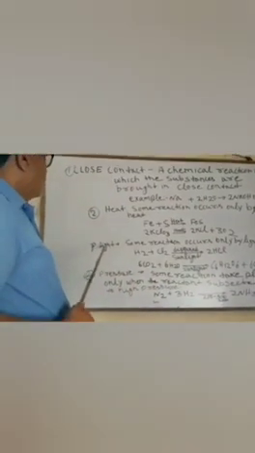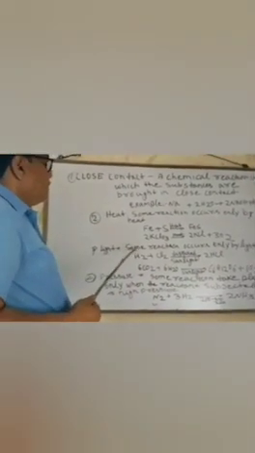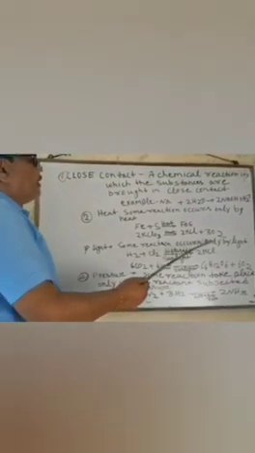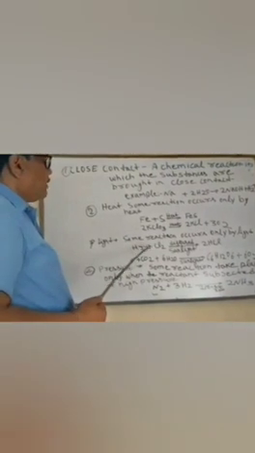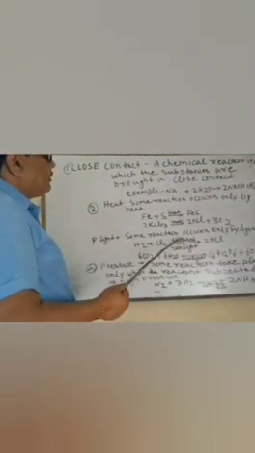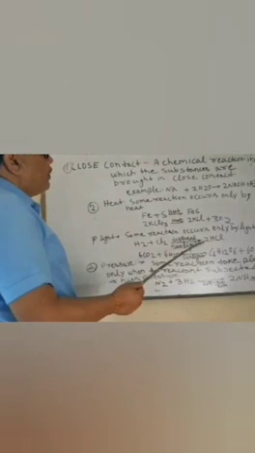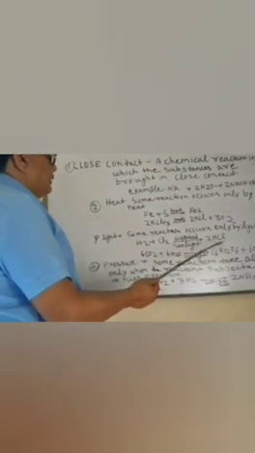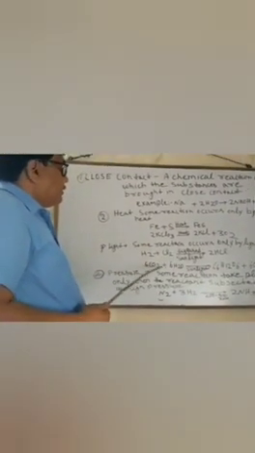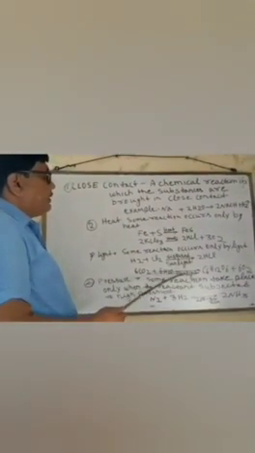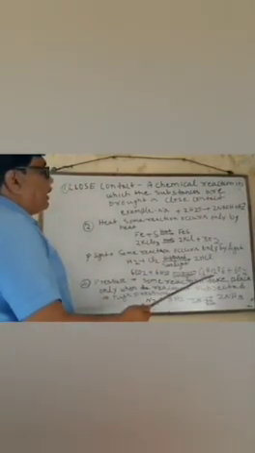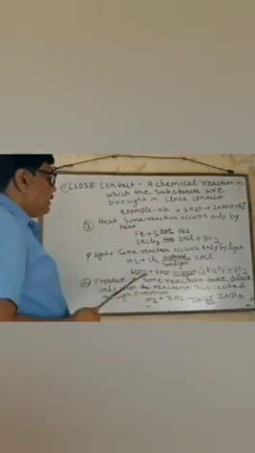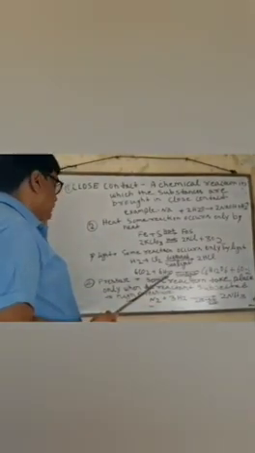Next condition, light. Some reactions occur only by light. When hydrogen reacts with chlorine in the presence of diffuse sunlight, it forms hydrochloric acid. Next, when carbon dioxide reacts with water in the presence of sunlight, it forms glucose and oxygen. This reaction is also called photosynthesis.